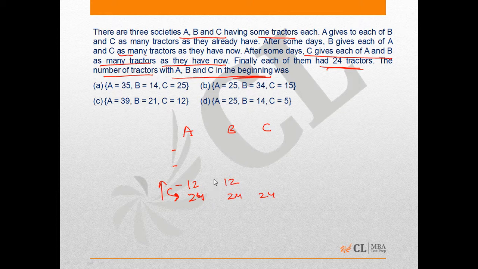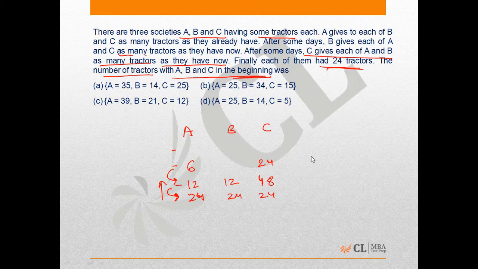So if C gives 12 and 12 to A and B, C had 48 tractors, 24 which it gave to A and B, and 24 which it had already, right? 48 tractors. Now in the second process B gives each of A and C. So if A and C got the tractors in such a way that their tractors got doubled, right? So in the second process they should have had 6 and 24 respectively.